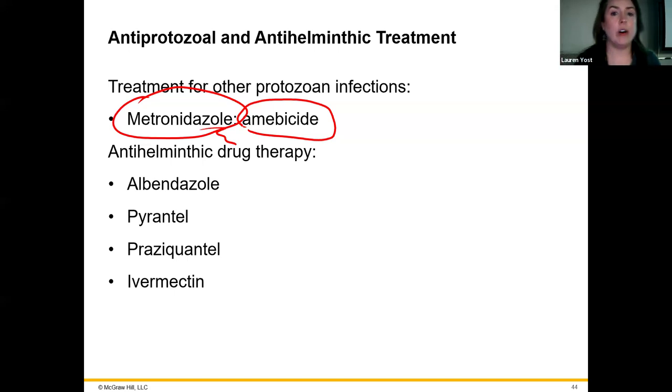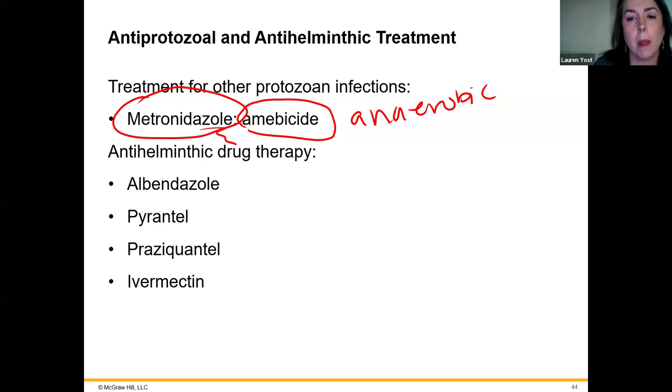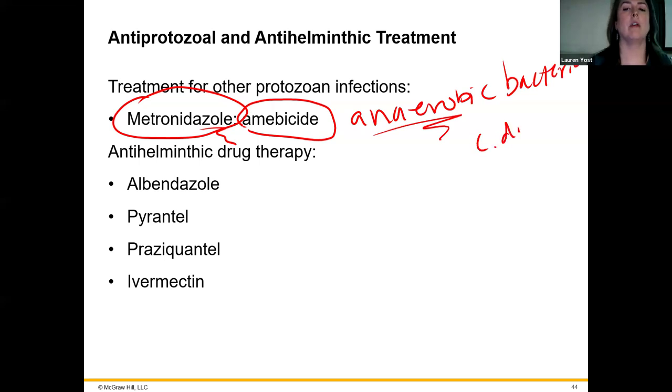Metronidazole, also very useful in treating anaerobic infections. So bacteria, things like C. diff, stuff like that. So strict anaerobes can be treated with this as well.